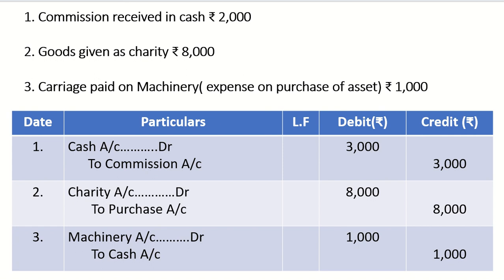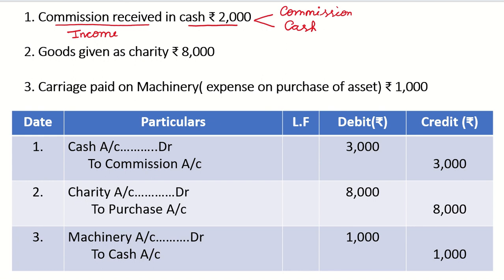Our first journal entry says that commission received in cash, rupees 2000. Now see, every transaction is recorded twice. Once it is debited, once it is credited. Here they're telling us that commission is received in cash, rupees 2000. Now what is commission here? Commission is an income, an item of income. So the first account which gets affected is the commission account. Now we are receiving the commission in the form of cash, so the second account which gets affected is the cash account.